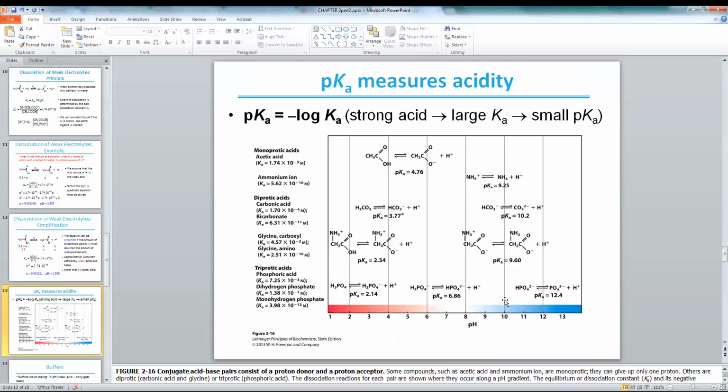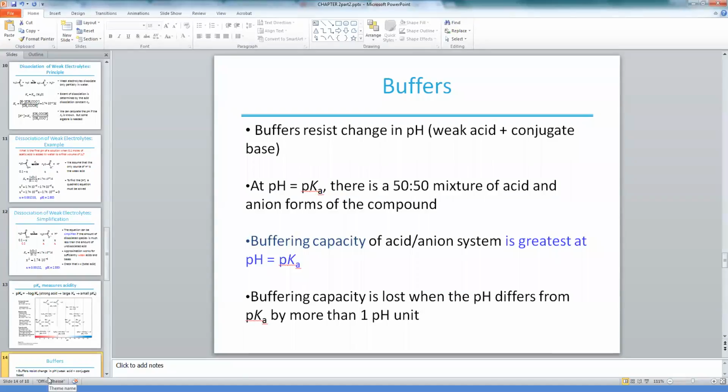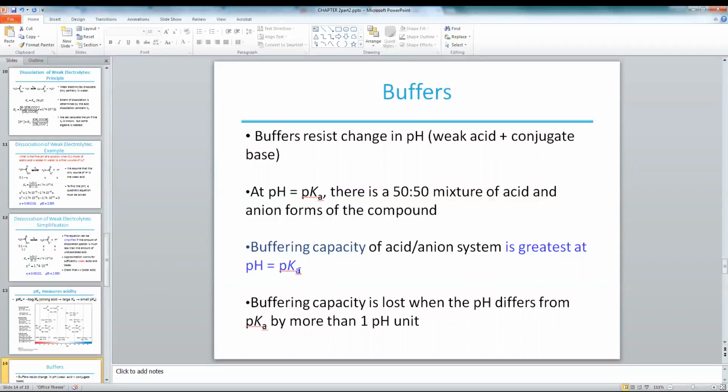And those dissociation reactions are going to be highly useful when we start to think about our next topic, which is buffers. So buffers resist change in pH. A weak acid and a conjugate base are typically what are used to form a buffer. And so at pH equal to pKa, there's going to be a 50-50 mixture of our acid and the anion forms of the compound. And because of that, that means that our buffering capacity of any acid-anion system is always going to be greatest when pH is equal to pKa. And we lose our buffering capacity when the pH starts to differ from the pKa by more than about 1 pH unit.